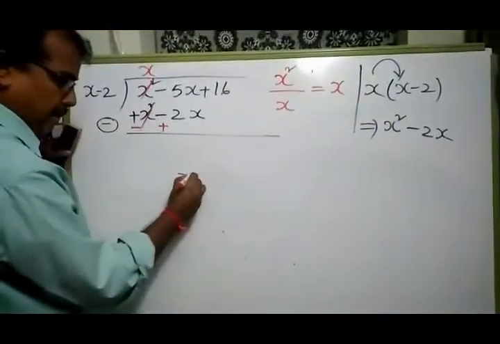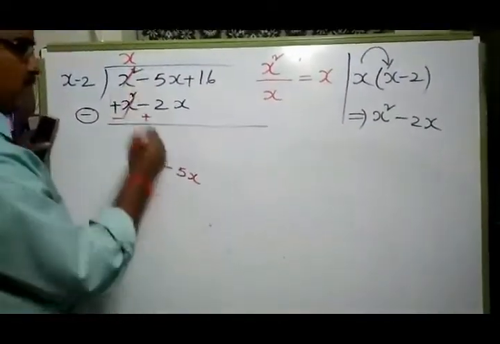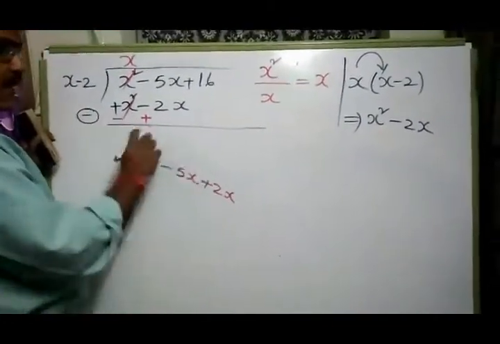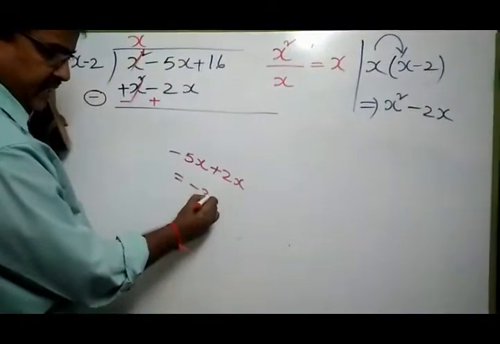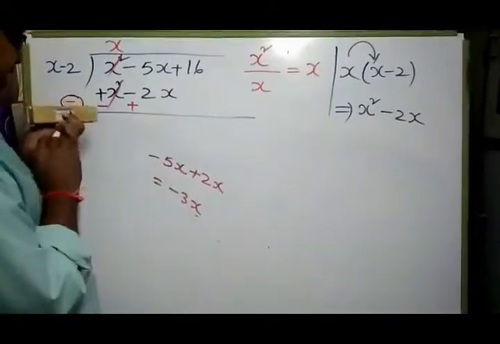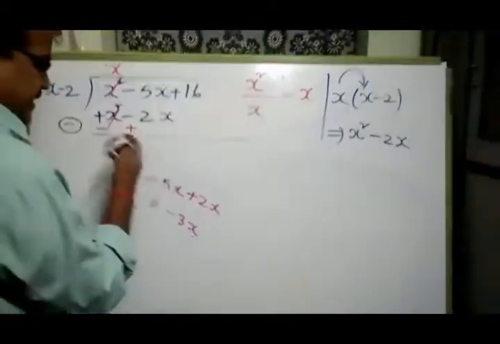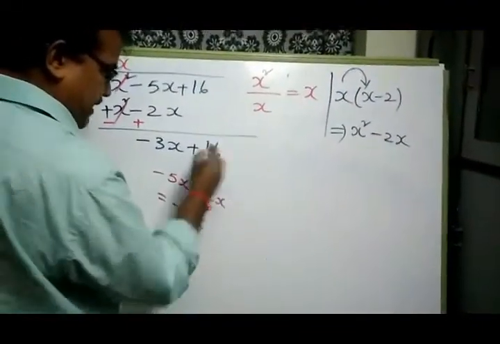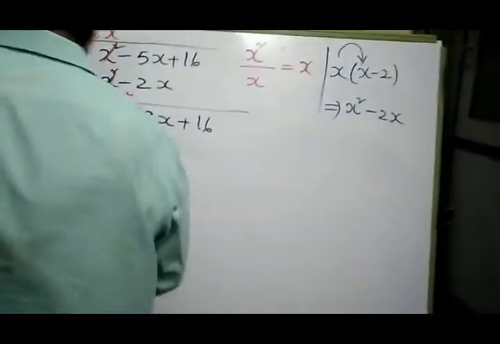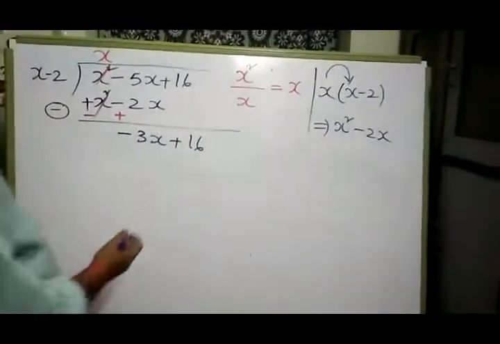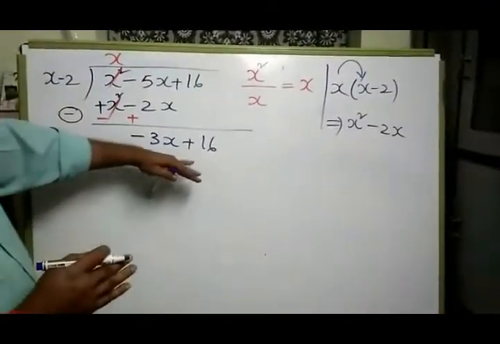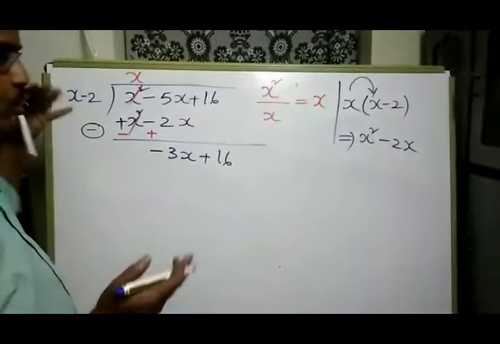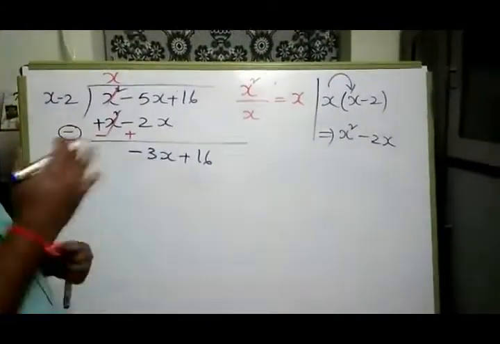Minus 5x plus 2x is equal to minus 3x. Bring down plus 16. Now, again, you have to check what is the degree of this polynomial. What is the degree of this polynomial? Both the degrees are equal. Go for perform division.